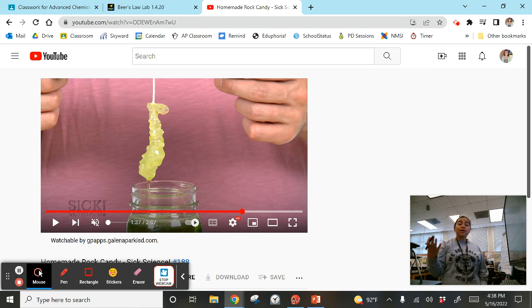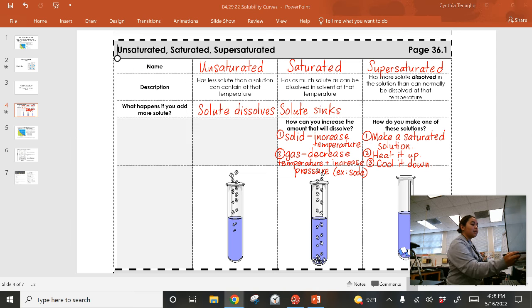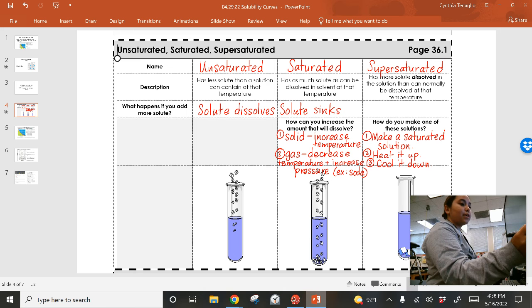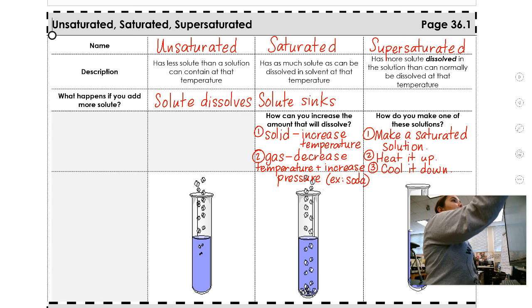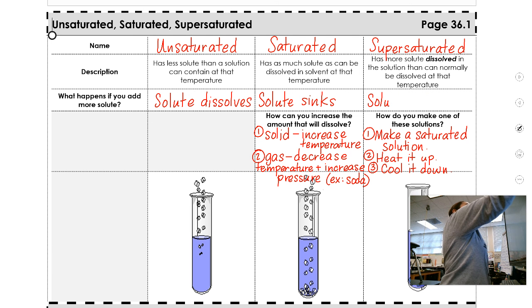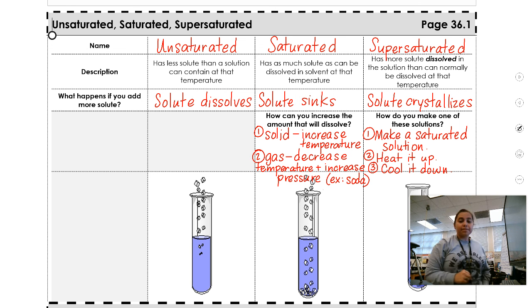So the solute that was not supposed to be dissolved, this solute that was past the solubility point, is going to be crystallized. And so then that's what we're going to put in this last portion, which is what happens when you put in extra solute. The solute crystallizes.